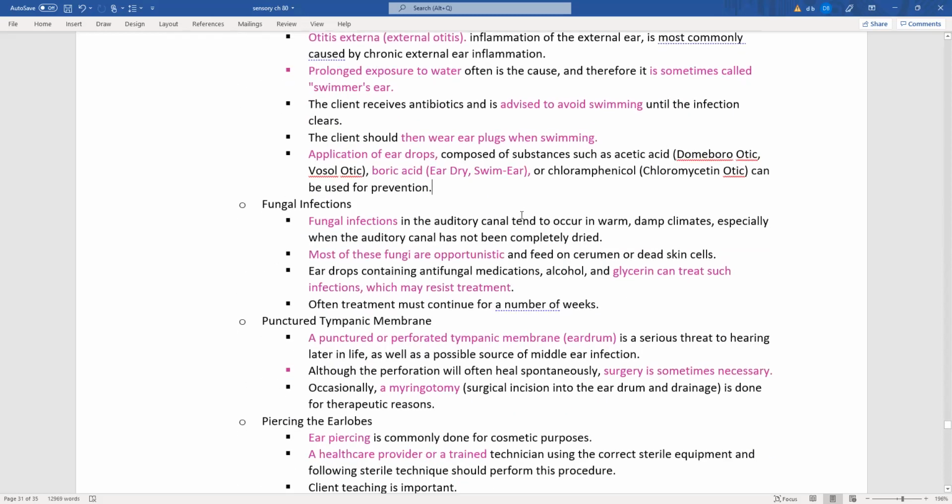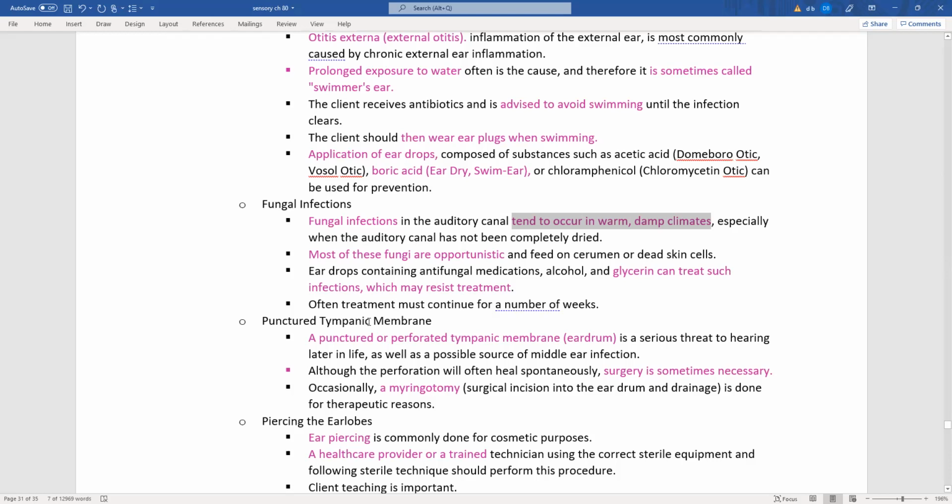Fungal infection in the auditory canal tends to occur in warm, damp climates, especially when the auditory canal has not been completely dried. Most of these fungi are opportunistic and feed on serum, or they feed on the wax, or they feed on dead skin cells. Eardrops containing antifungal medication, alcohol, and glycerin can treat such infections, which may resist treatment. Treatment must continue for a number of weeks.